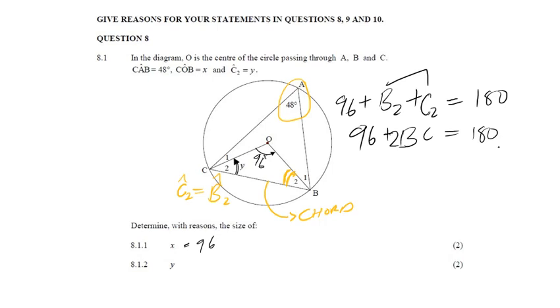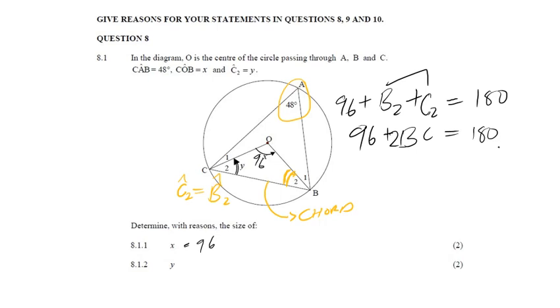Why is it 42? Why are you saying it's 42? Sir, I was doing the formula where you just add up to 180. Yeah. So you can do it that way and then you divide it by 2.